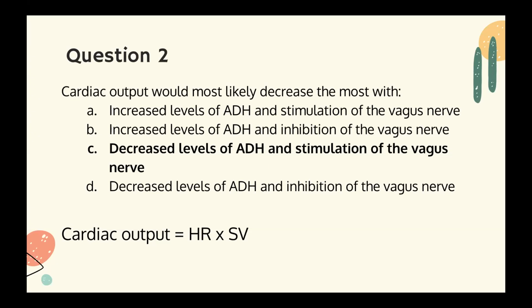To decrease heart rate, the vagus nerve would have to be stimulated. If you recall, the vagus nerve is responsible for the rest and digest process. It decreases heart rate and the force of contraction.